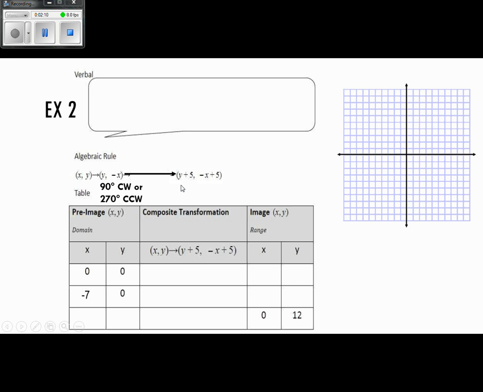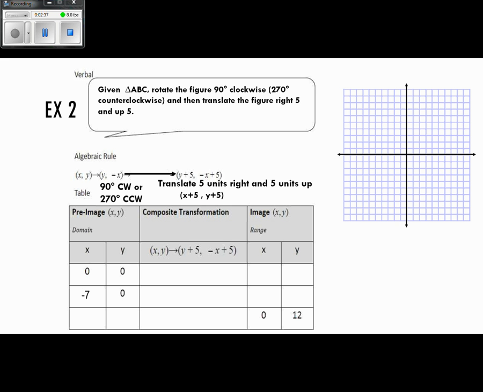Which way will that go? It would go right 5. You guys are always so smart. And then if we add 5 to the y value, that will go up 5 spaces. So the next transformation, technically what's going on, we're adding 5 to our current x and our current y, which means it will go 5 units right and 5 units up.